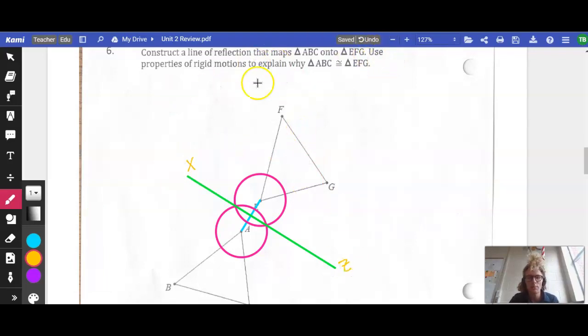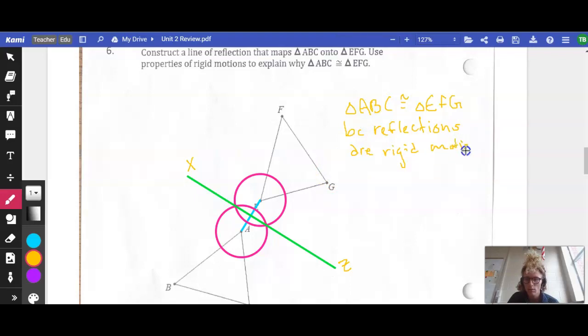And I have to use properties of rigid motions to explain why they're congruent. So ABC is congruent to EFG because reflections are rigid motions which maintain size and shape, or maintain distance and angle measure, whichever you want to say. Okay, there is that one.